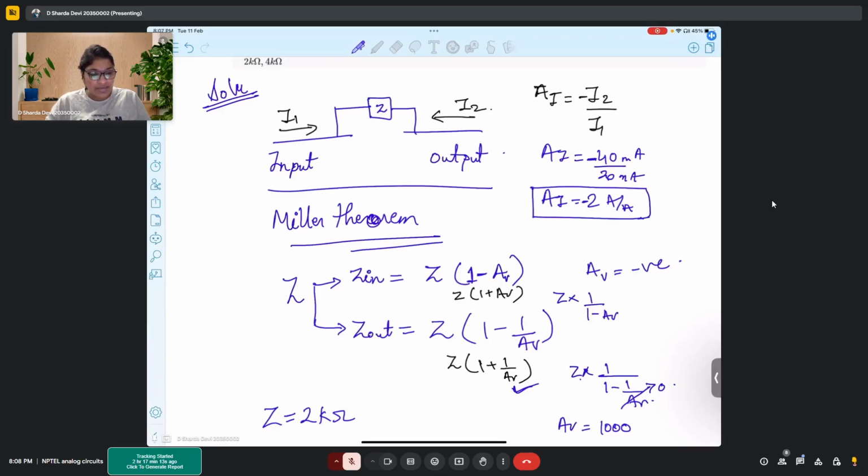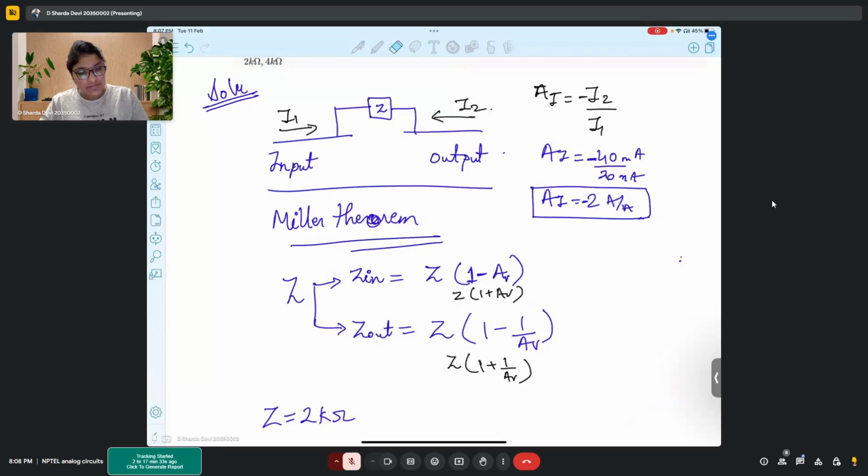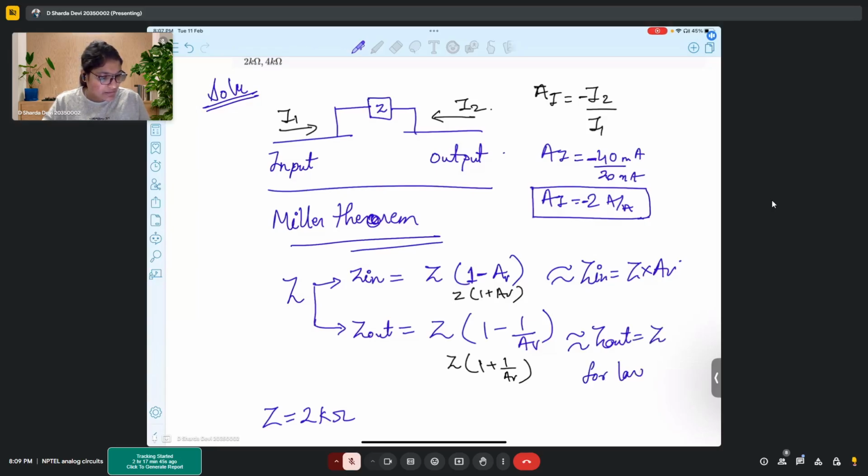So when you simplify it on the input side, it will come out to be the gain times that component, and on the output side, it should come out to be only that component. And more or less, it comes out that way. By simplification, you can cross check it. If I simplify, Z in is Z times AV and Z out is Z for large AV. So this is the behavior that you always observe. Maybe you can cross check it once again. Okay?